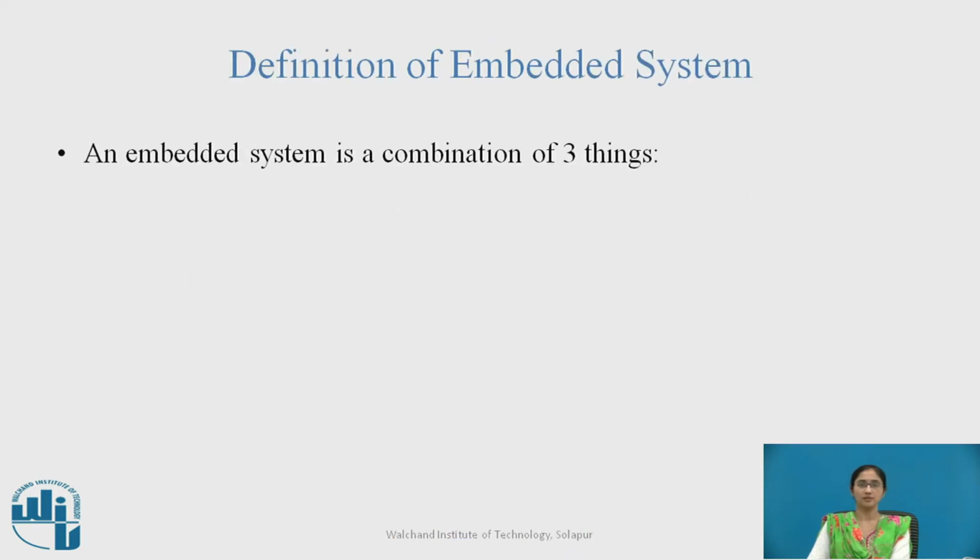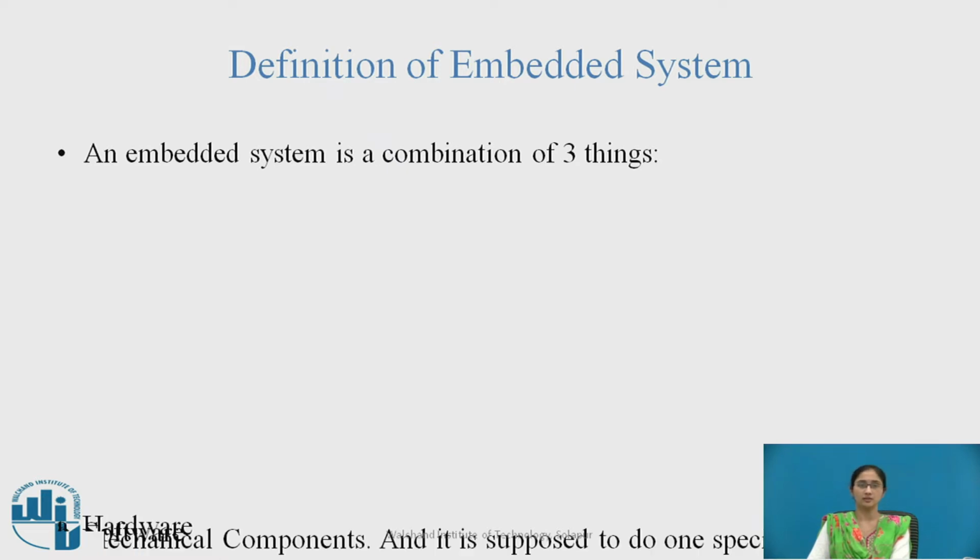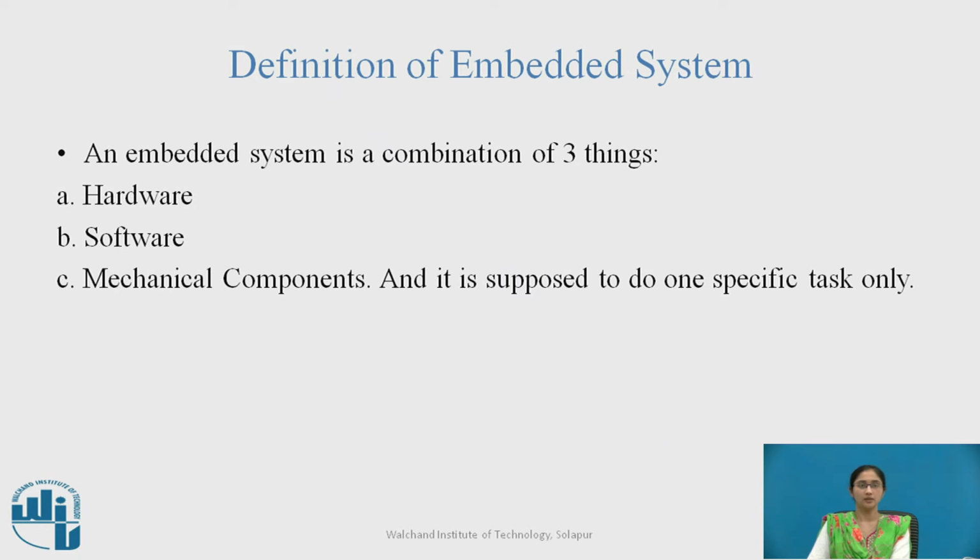Definition of embedded system. An embedded system is a combination of three things. First hardware, second software, third is the mechanical components, and it is supposed to do one specific task only.